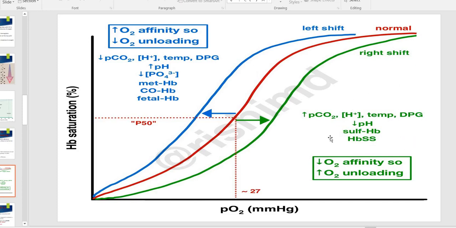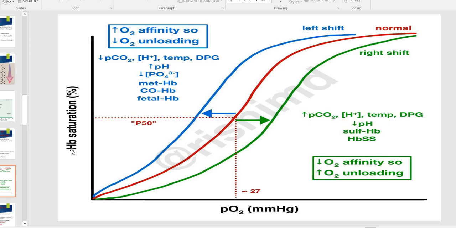The factors that cause left shift are the contrast of those that cause right shift: decrease in carbon dioxide, decrease in concentration of hydrogen ions, which means an increase in pH, decrease in temperature, and decrease in diphosphoglycerate. Also, decrease in the pressure of oxygen will lead to left shift. And there are extra factors: carbon monoxide, methemoglobin, and fetal hemoglobin. All of them lead to a left shift of the oxygen dissociation curve. Left means that oxygen leaves the tissue. There is increased affinity of hemoglobin to bind with oxygen, increased oxygen loading, and decreased oxygen unloading.